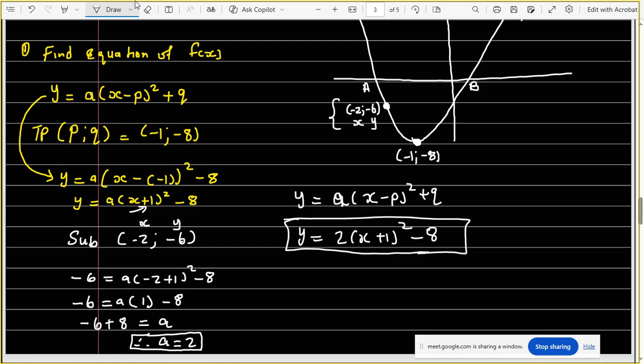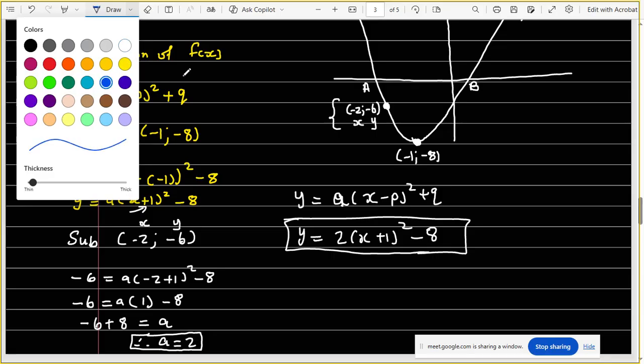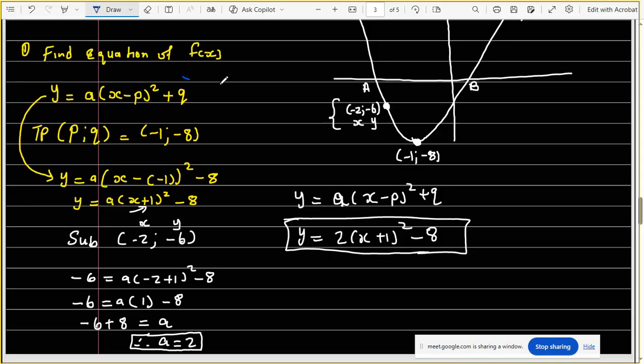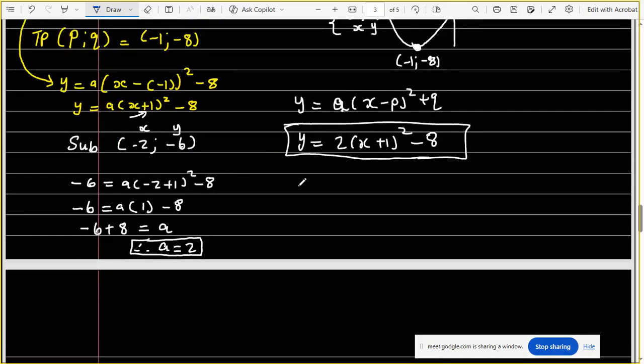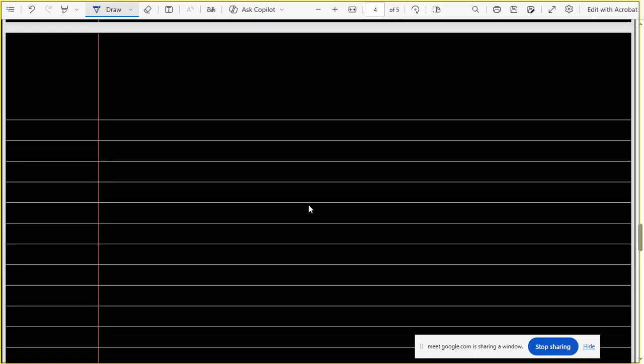If you want, you can definitely put the equation in standard form. If you want, you can just simplify this equation. I'm just teaching you how to play around with this. If we simplify it, how would it look? I just want to show you that part. So this is 2 into (x plus 1) squared, minus 8.